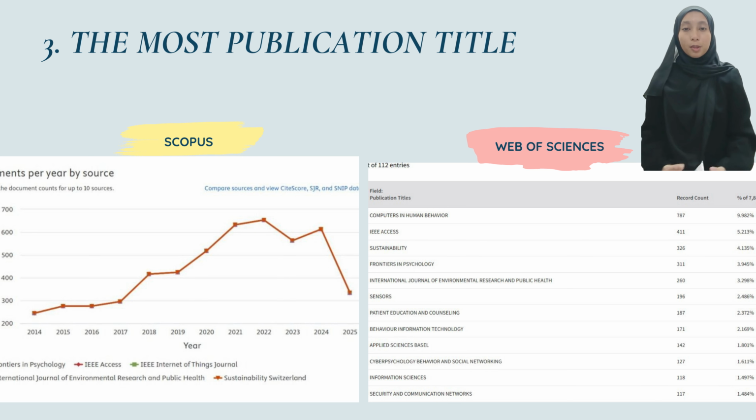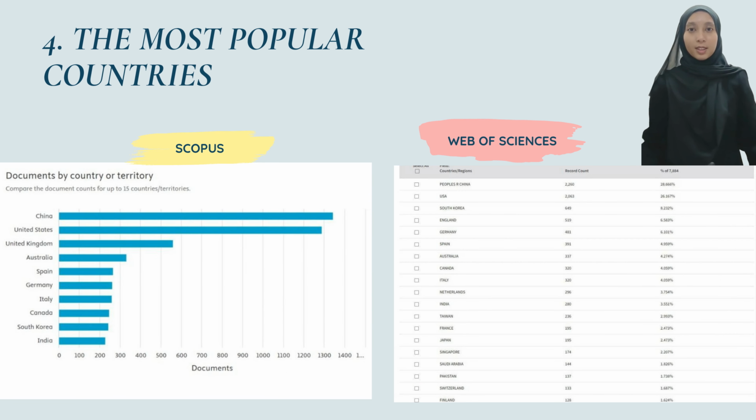For Web of Science, Computers in Human Behavior is the most publication title because this title had 787 records in Web of Science. The second highest publication title is IEEE Access with 411 records. The difference between other titles is not much because the records published in Web of Science do not exceed 800 documents. Next, the most popular country in Scopus is China because China has published more than 1,300 articles in Scopus.